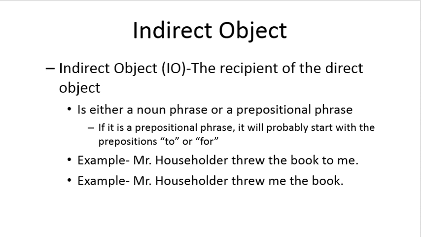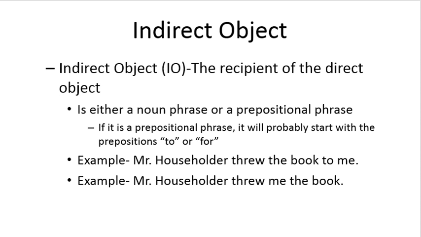The indirect object is the recipient of the direct object. Okay? The indirect object can be either a noun phrase or a prepositional phrase. If it's a prepositional phrase, it will probably start with the prepositions to or for. The example sentences, Mr. Householder threw the book to me. Threw is the action. Threw what? The book. And then who or what received the book? Well, I did, to me.